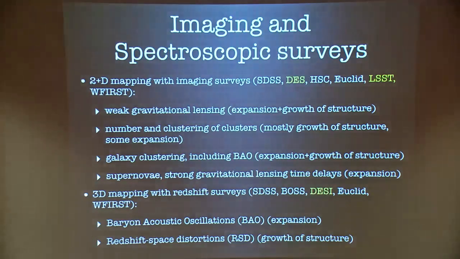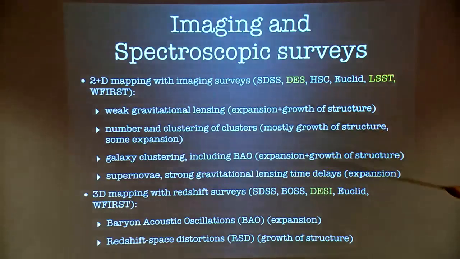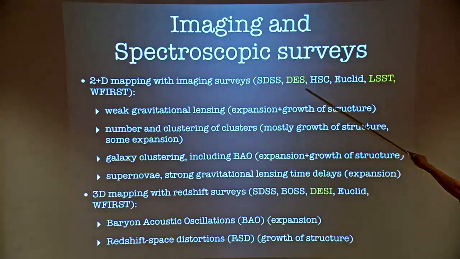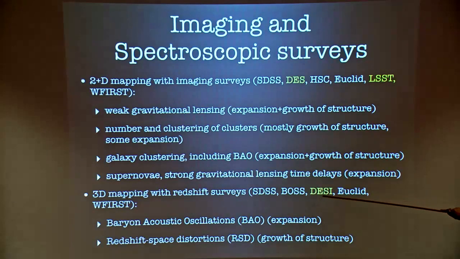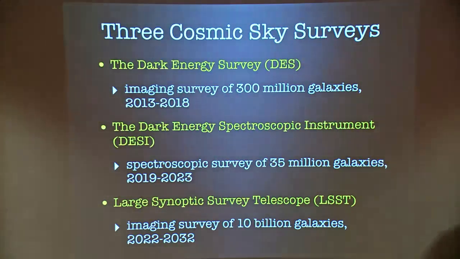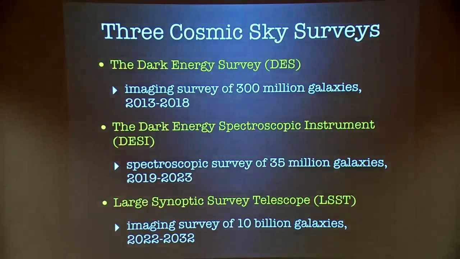So I'm going to talk specifically about 3 surveys, 2 imaging surveys, the dark energy survey, which is happening now, LSST, which will happen in about 5 years, and DESI, which is a spectroscopic survey that will start happening in a few years. Okay, so DES is an imaging survey. We're looking at about 1/8 of the sky. We'll be able to map out 300 million galaxies.